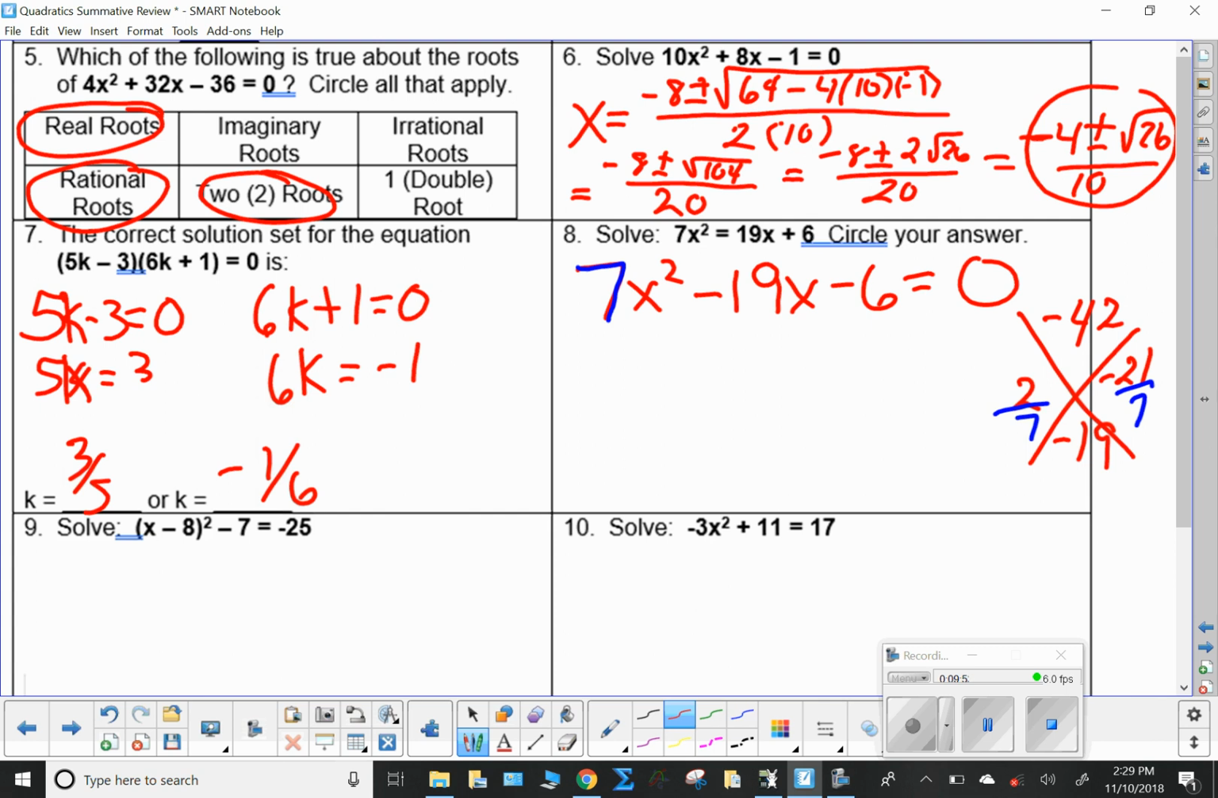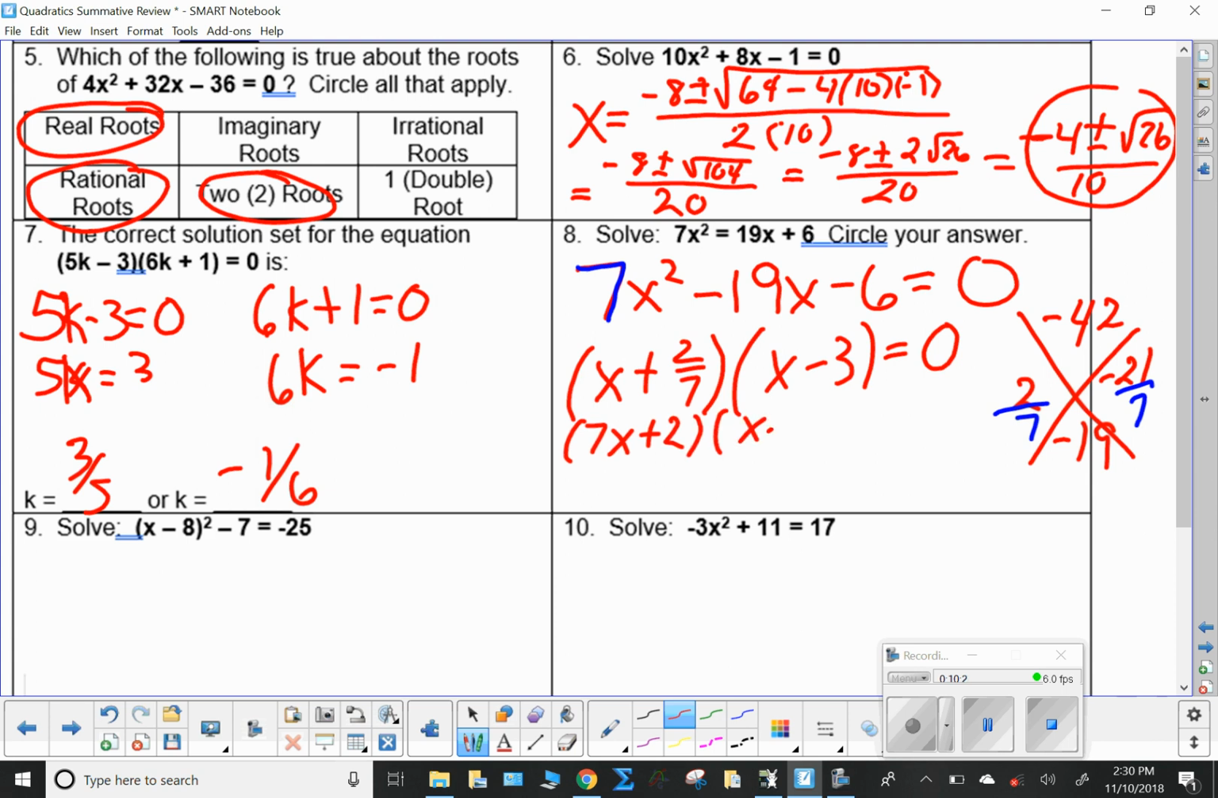So I bring the 7 over and I make my x into a star. Now I have x plus 2/7, that's reduced, and then x, negative 21 over 7, that reduces to 3. Over here, if I'm factoring this, this becomes 7x plus 2, and this is still x minus 3 is equal to 0.